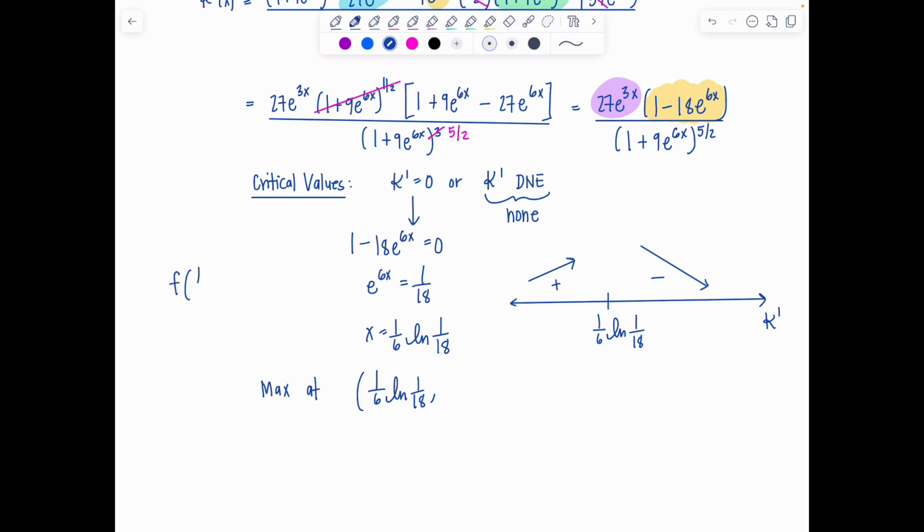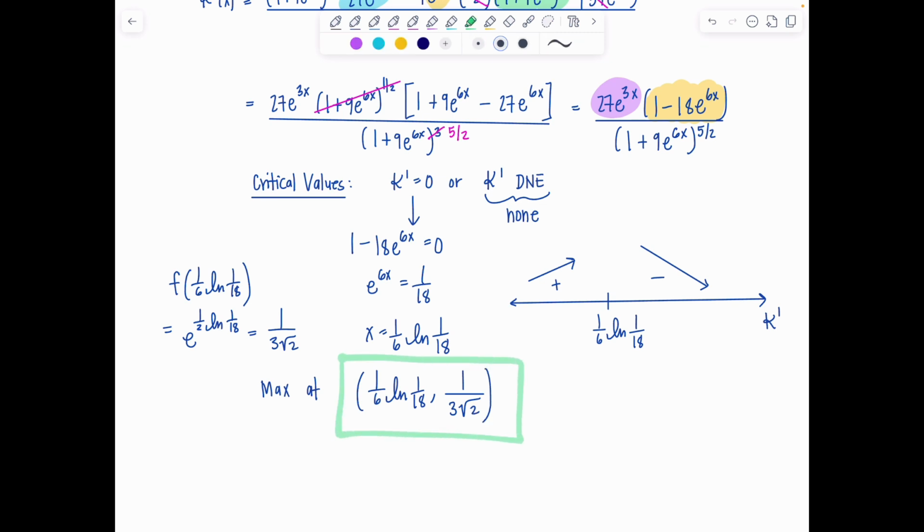So I need f of 1/6 natural log of 1/18, which is e raised to the, it was 3 times x. So 3 times all of that is going to be 1/2 ln 1/18, which simplifies to 1 over 3 radical 2. Okay. Good. So that's the first part of the answer. No, we are not done.